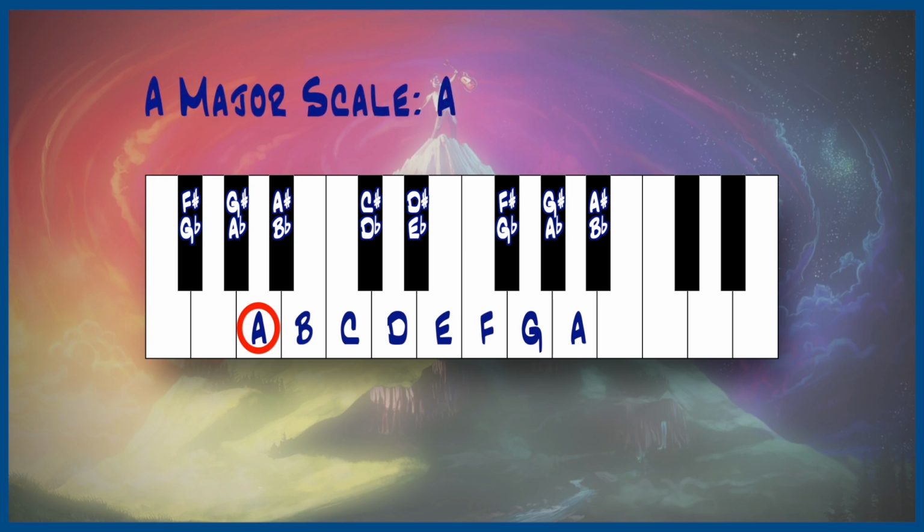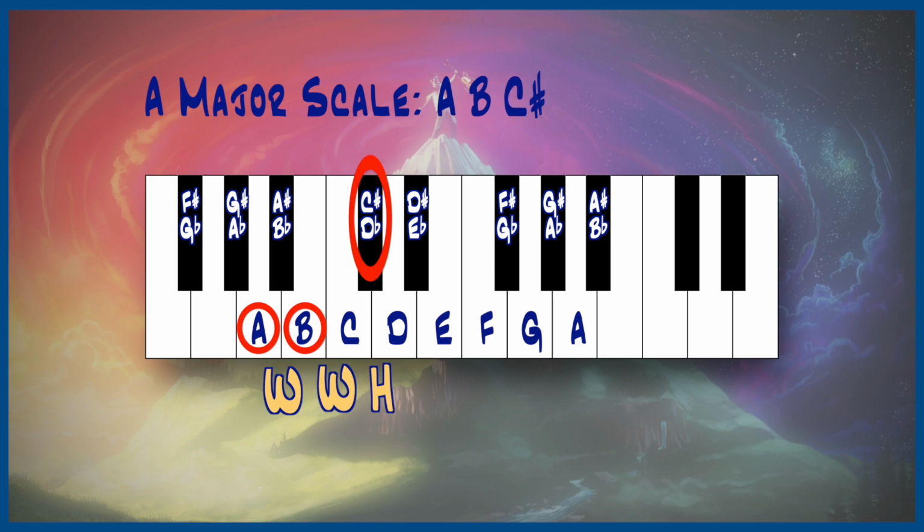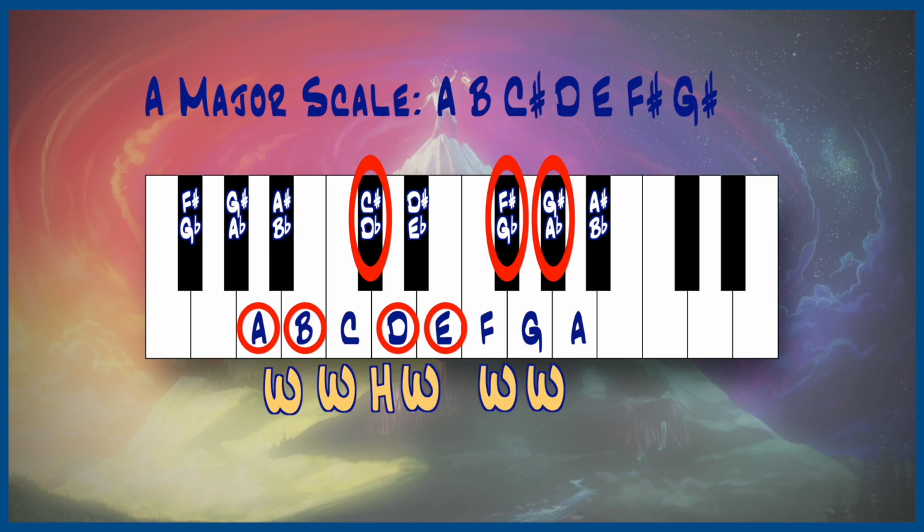So let's start on A and plug in this pattern of half steps and whole steps from there. The first whole step takes us to B. The next whole step takes us to C sharp. Then we have a half step, which gets us to D. Now we have 3 more whole steps to E, F sharp, and G sharp, and then the last half step gets us back to A. So now we have the A major scale: A, B, C sharp, D, E, F sharp, G sharp, A.